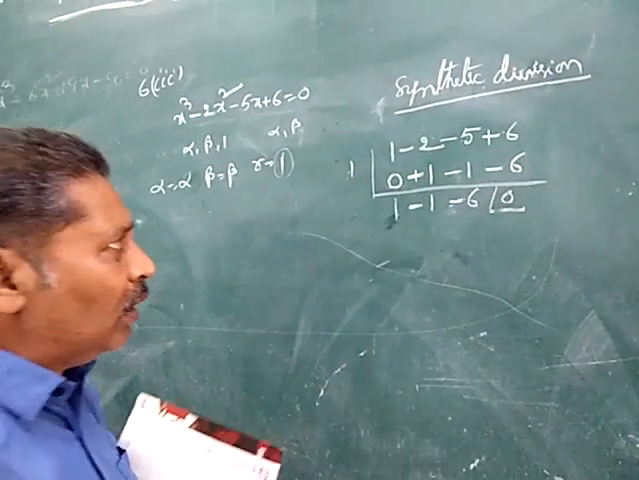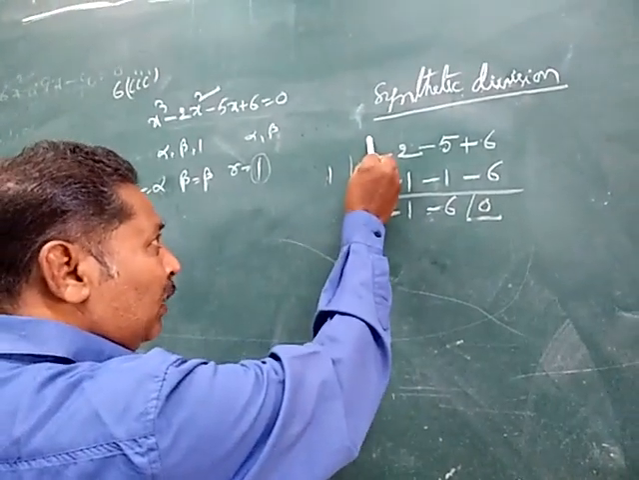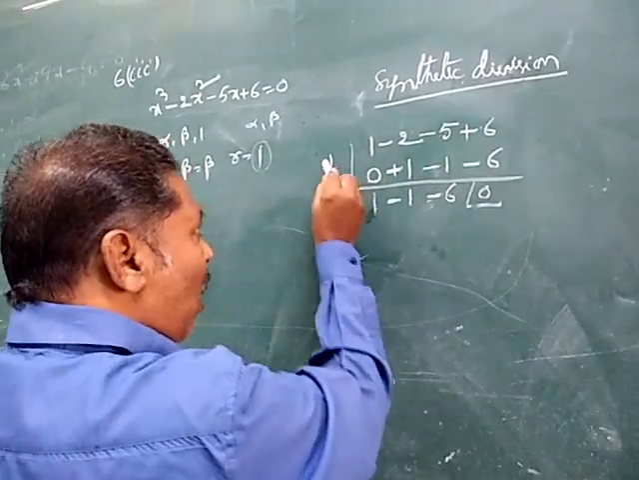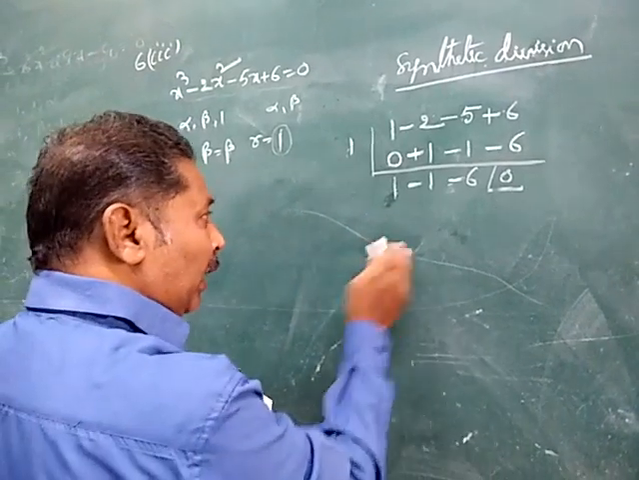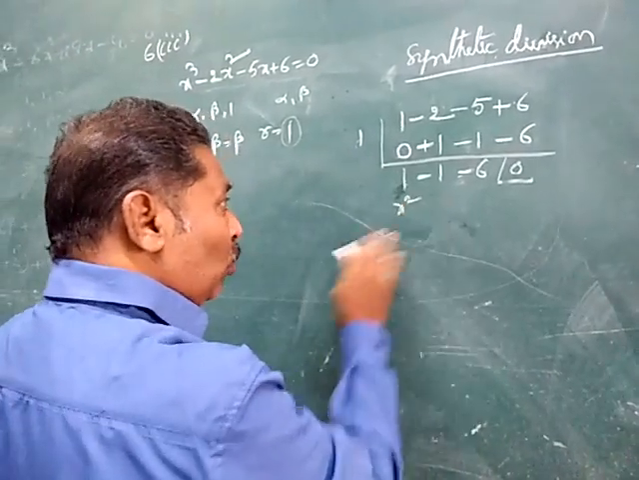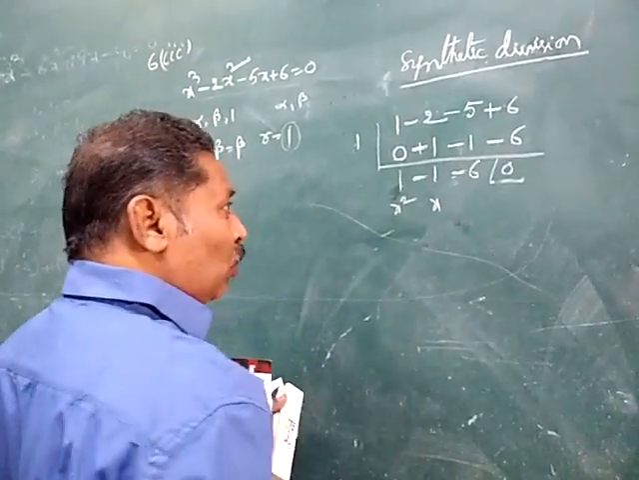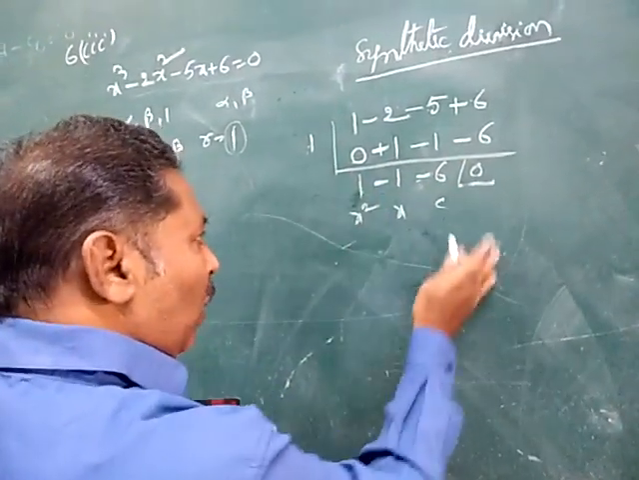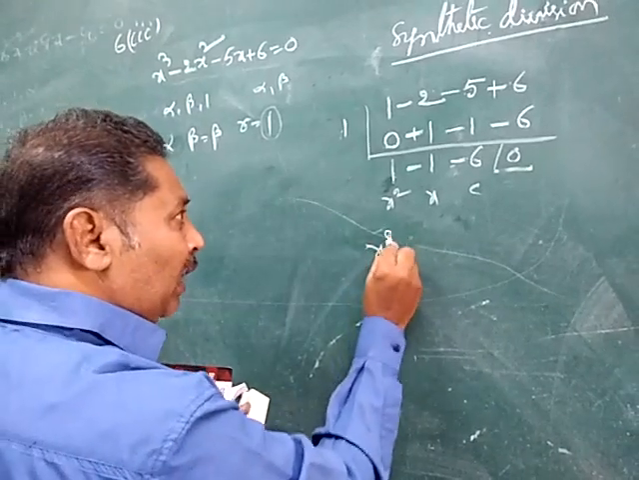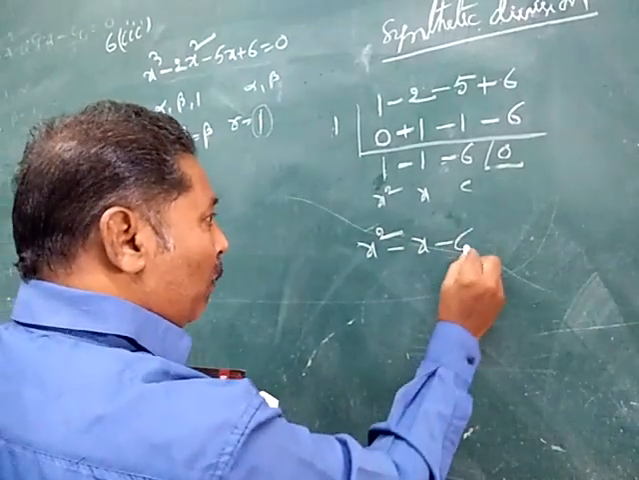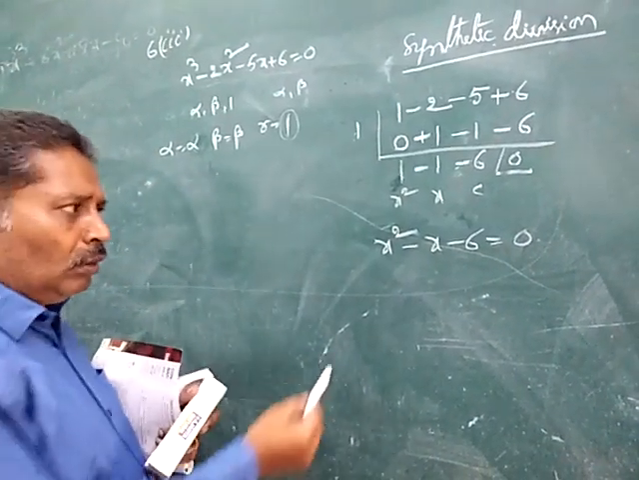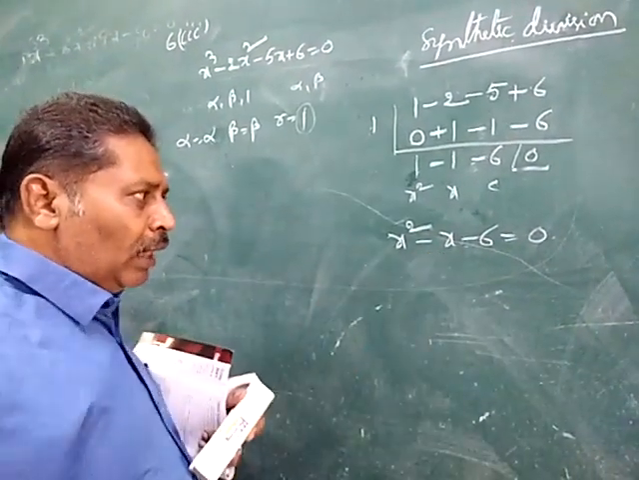So finally, this is x square quotient, x quotient, constant. After one division, we get this is the x square quotient, this is the x quotient, this is the constant. So from this one, we get the equation x square minus x minus 6 equal to 0. This is the quadratic equation.